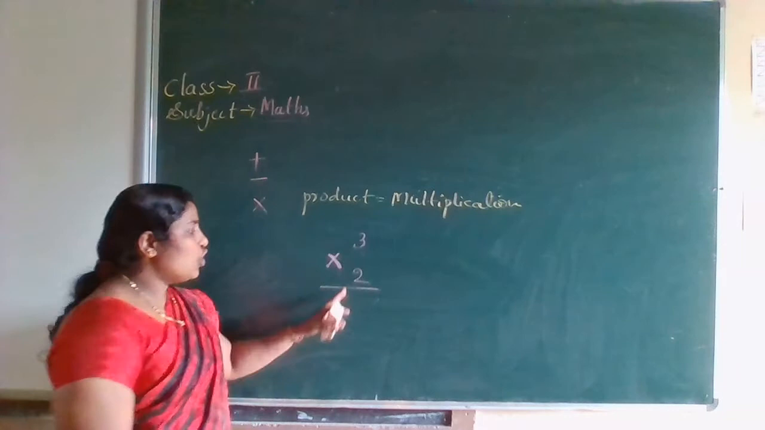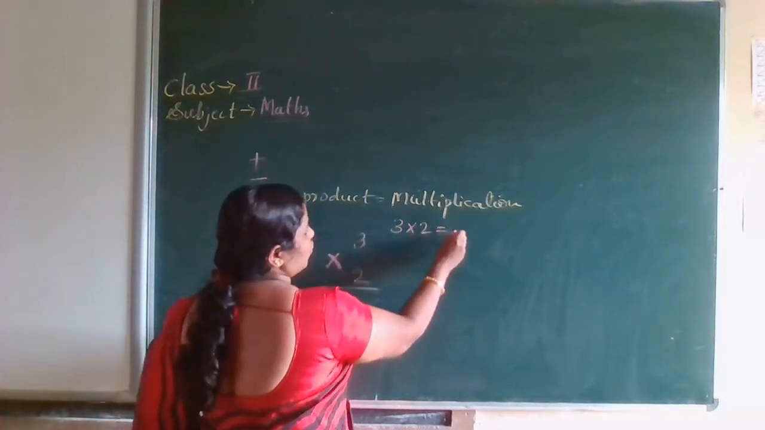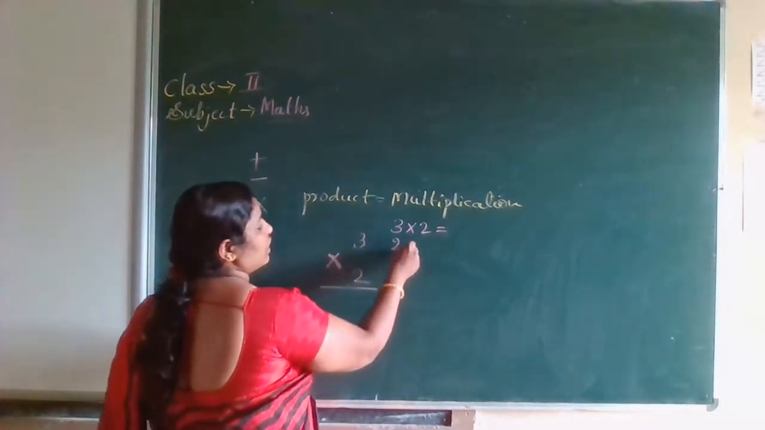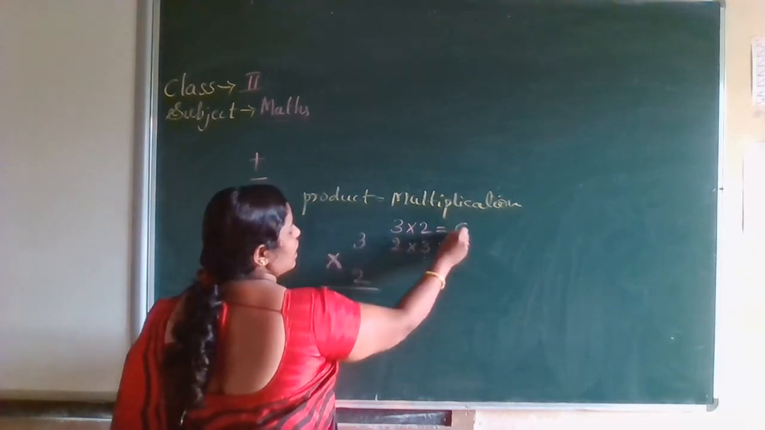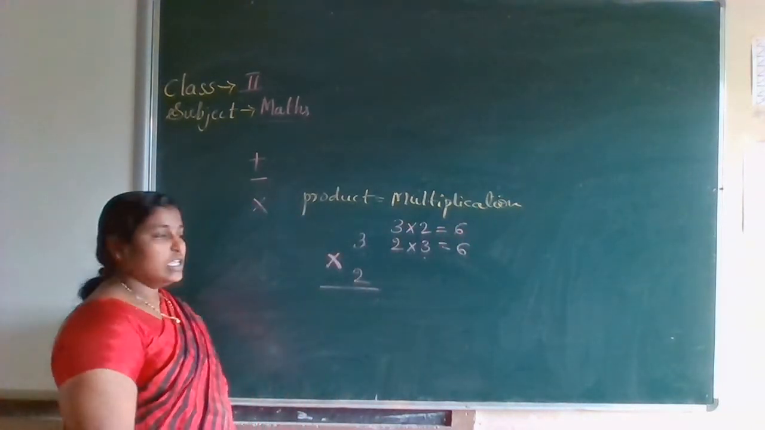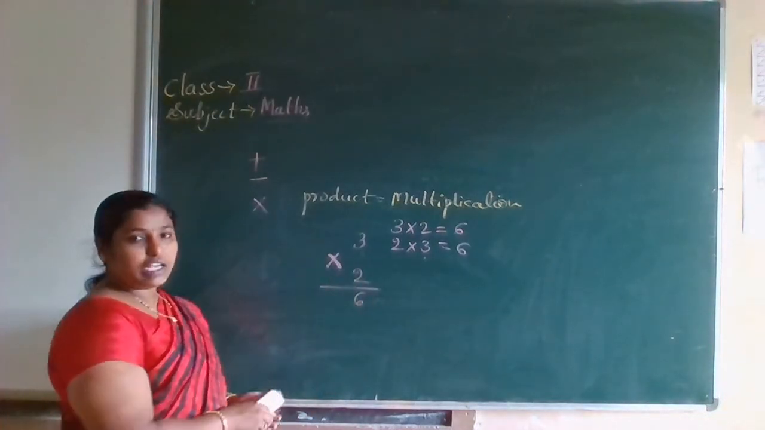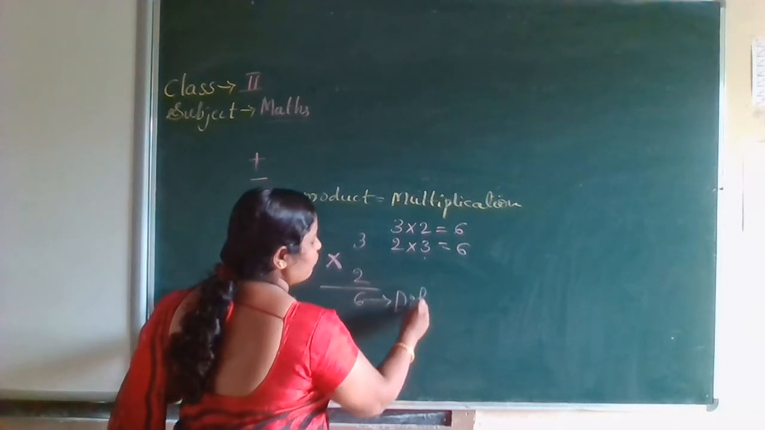So you should know the 2 table. This is nothing but 3 into 2. So 3 into 2, how much? Or 2 into 3. 2 3s are 6. 3 2s are 6. The answer will be the same. So 2 3s are 6. This is multiplication. The answer you got, no? This is the difference.